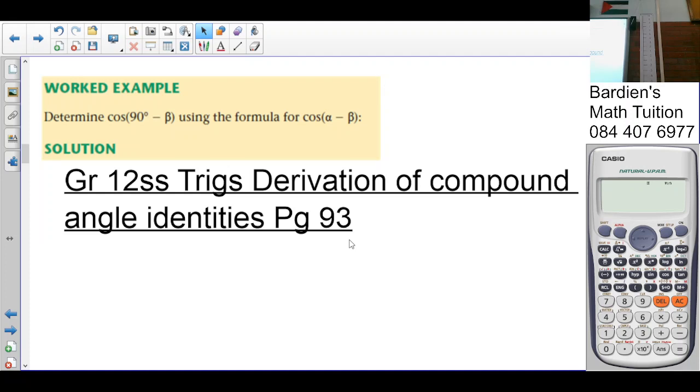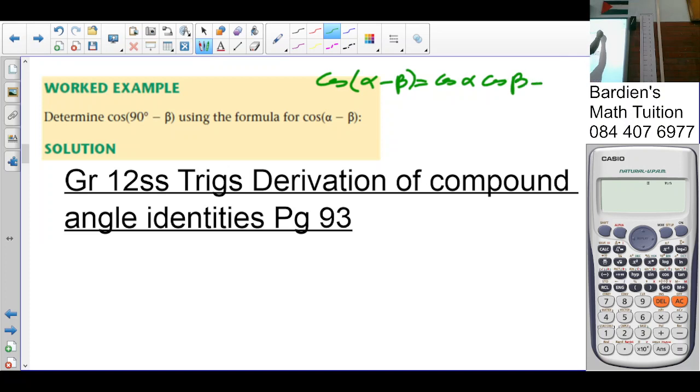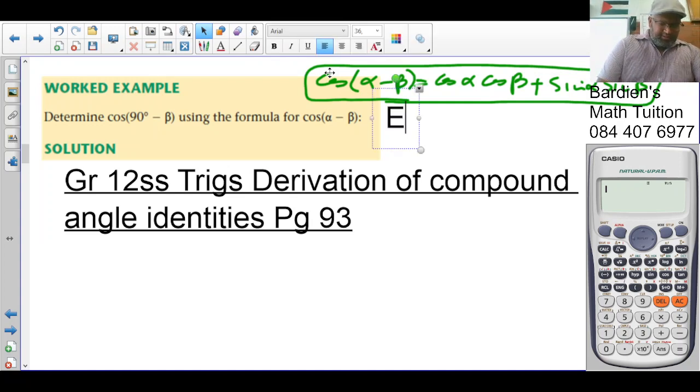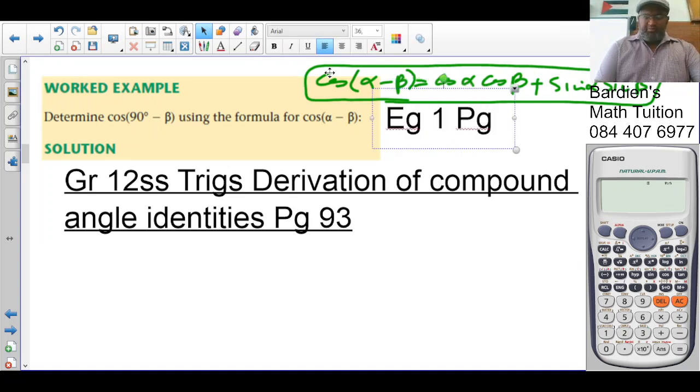Okay. So at this point, you were exposed to knowing that the proof was for cos of alpha minus beta, which gives you cos of alpha, cos of beta plus sine of alpha, sine of beta. So that is your identity. So a worked example is example 1 on page 93.